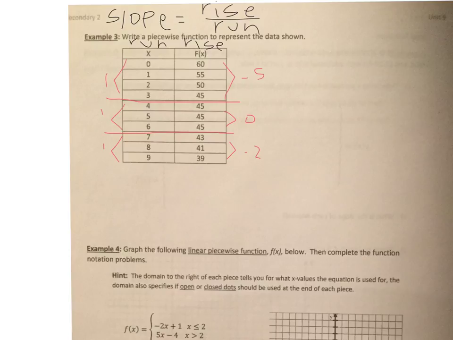So that means in our first piece, our slope, or m, in the first piece, our rise, well, it was going down 5 every time. So negative 5 over our run, well, that was 1. Okay, the second piece, our rise was 0, our run was 1. And the third piece, our rise was negative 2, and our run was 1. So you have just found the slope for each of those pieces.